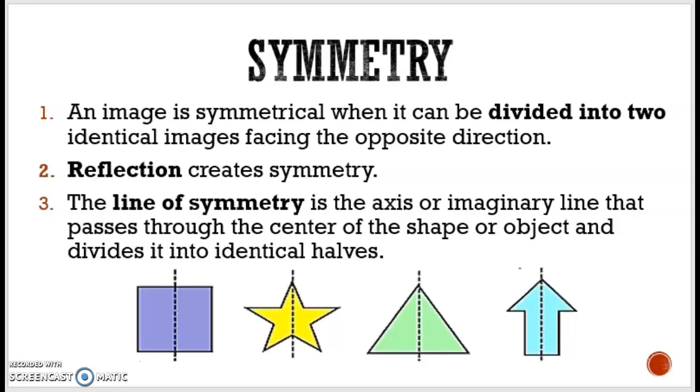Good. Next we're looking at symmetry. The first thing you need to know about symmetry: an image is symmetrical when it can be divided into two identical images. Note the pictures below. The images are facing the opposite direction. So you will notice that the images are facing the line, so that's an opposite direction. Secondly, reflection creates symmetry. And thirdly, the line of symmetry is the axis or the imaginary line that passes through the center of the shape or object and it divides it into two identical halves.